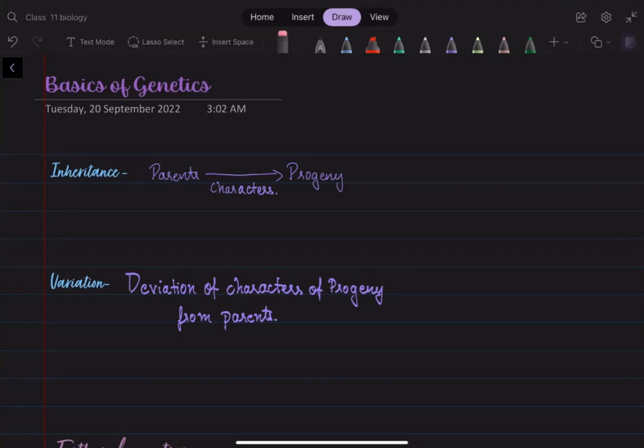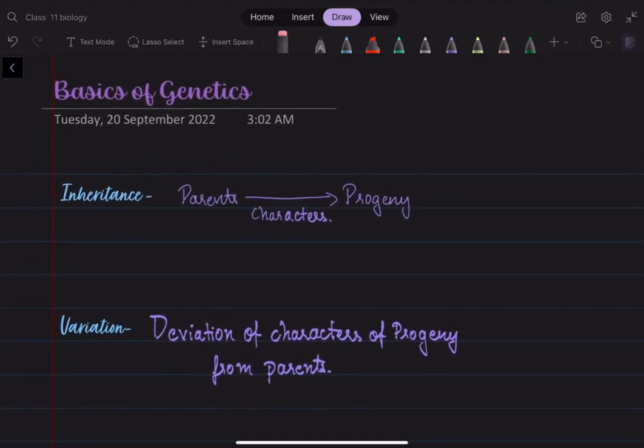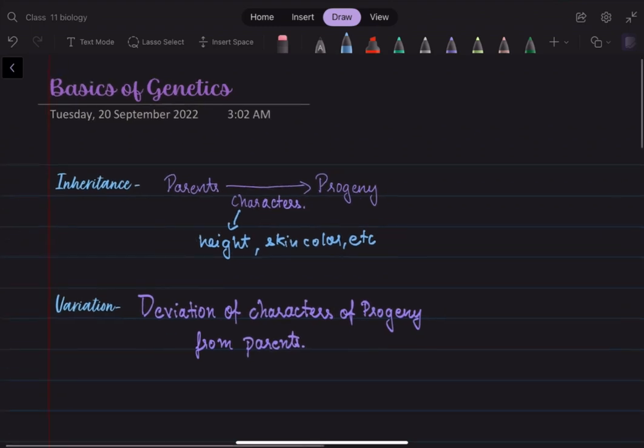In this class, we'll be starting with principle of inheritance. So let us first understand the basics of genetics. So what is inheritance? Inheritance is nothing but the process in which characters like height, skin color, etc. get transferred from the parent to the progeny. So this is called inheritance.